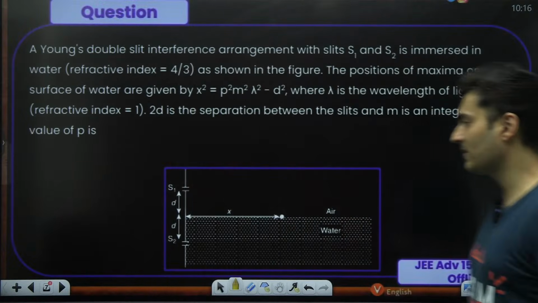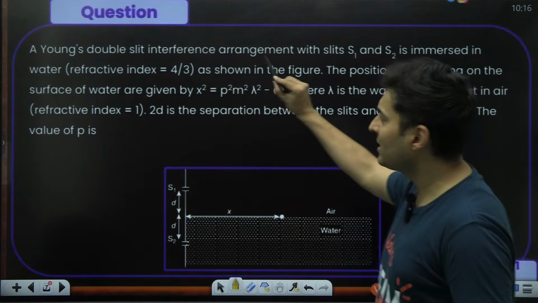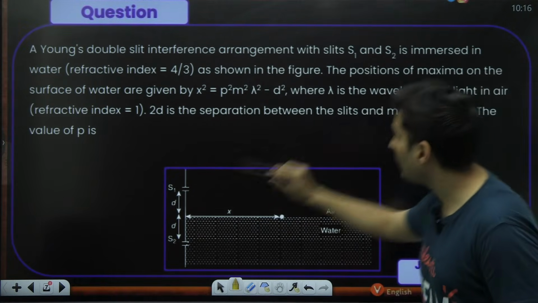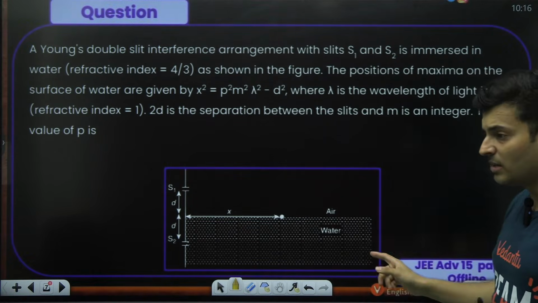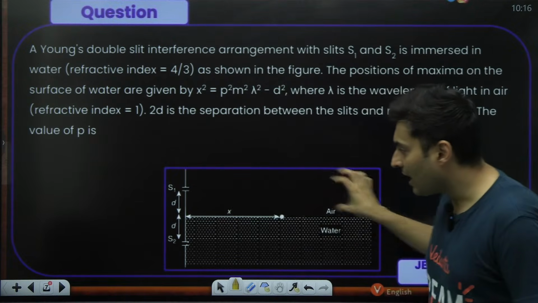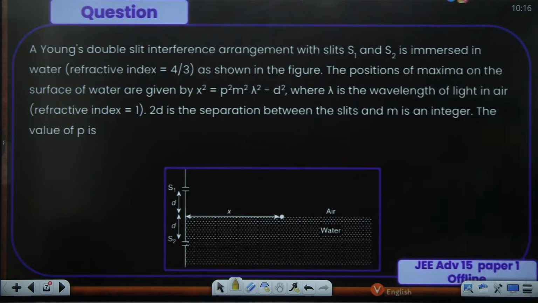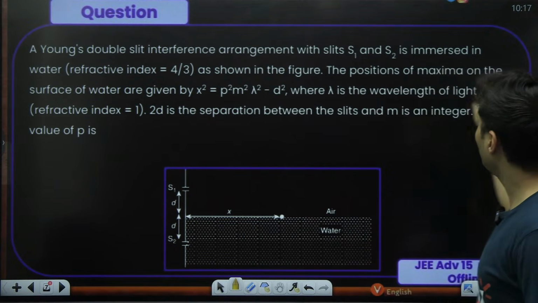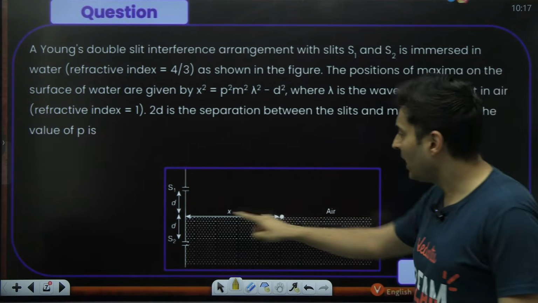Now onwards, the good questions have started. Okay, get ready for it. This is a good question. Take your time. A Young's double slit experiment in which slits S1 and S2 are immersed in liquid like water and air. But the funny part is, the first slit is in air, the second slit is immersed in water. Can you see that? So there is a difference. It's partially in water, partially in air. Now it is given the positions of the maxima on the interface is given by x.